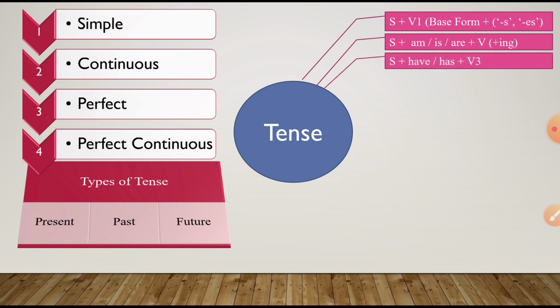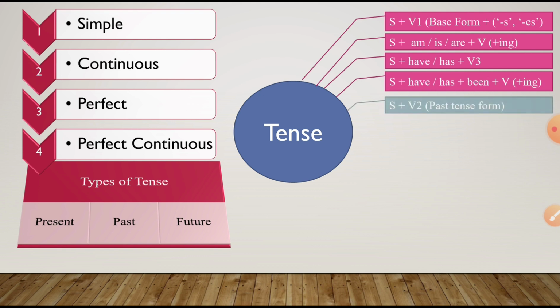Subject plus have or has plus V3. V3 means past participle form of the verb. This is the structure of present perfect tense. Subject plus have or has plus been plus V plus ing. This is the structure of present perfect continuous tense.